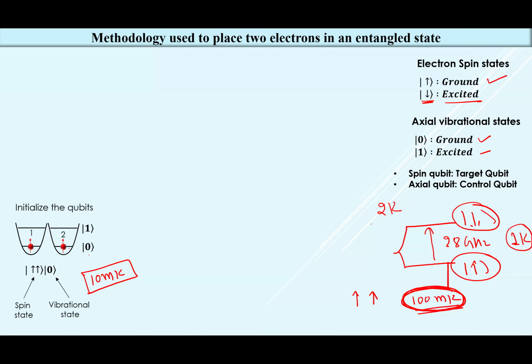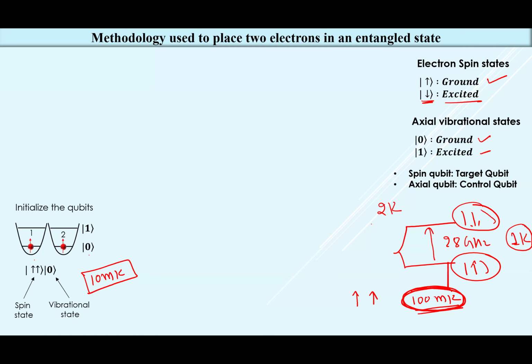You can do a pi pulse transition and you can check whether they are in the ground state or not. So if you want to check if they are in the ground state or not, you can just shine a pi pulse, and if they excite, then they are in the ground state. And again, you can bring them down by another pi pulse.